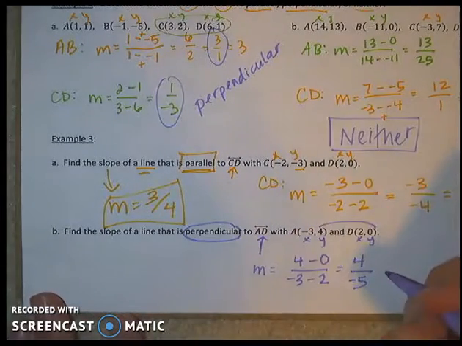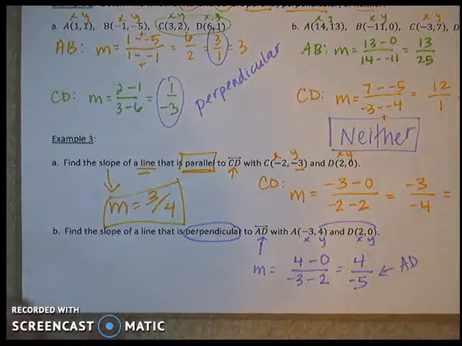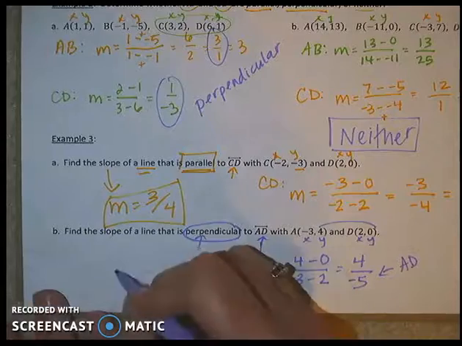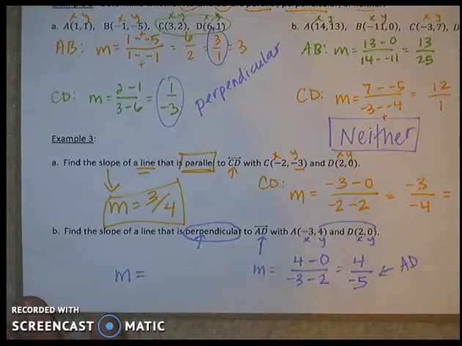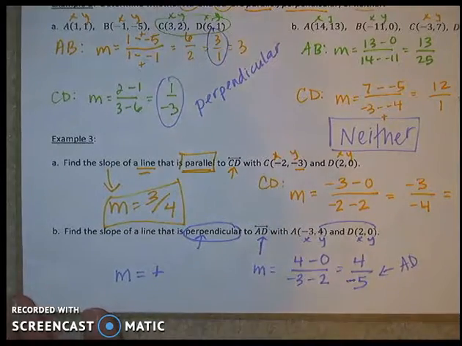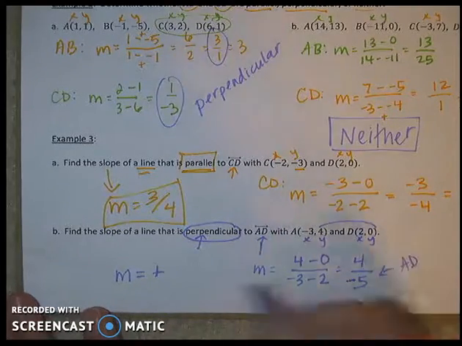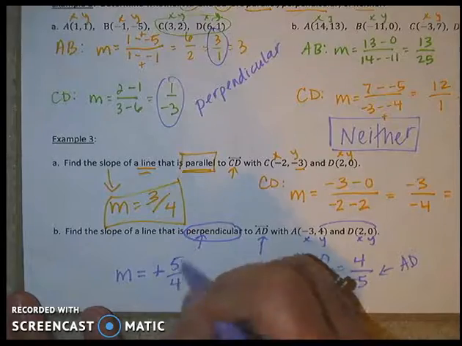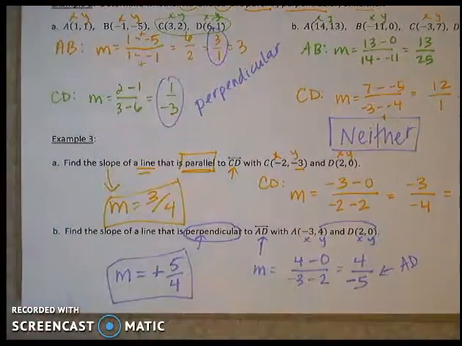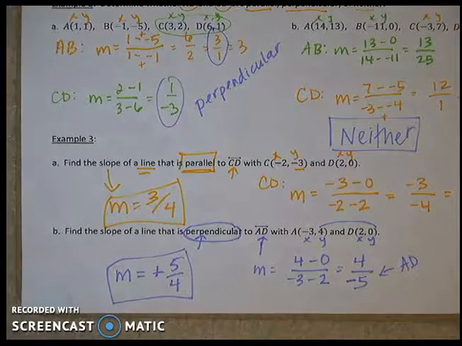So the slope of AD, remember this is AD. We want to find the slope of any line that is perpendicular. Because it's perpendicular, the slope of the perpendicular line is going to be, because this is negative, positive. Because this is 4/5, this is going to be 5/4. Do I have to have the positive? No, but it just reiterates or kind of enforces the idea that we know that.